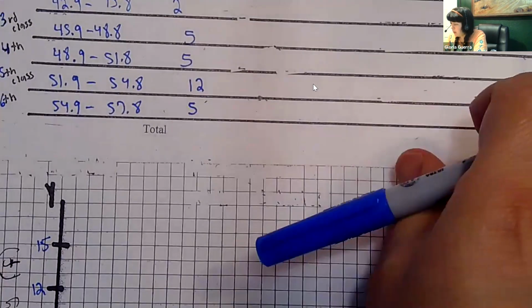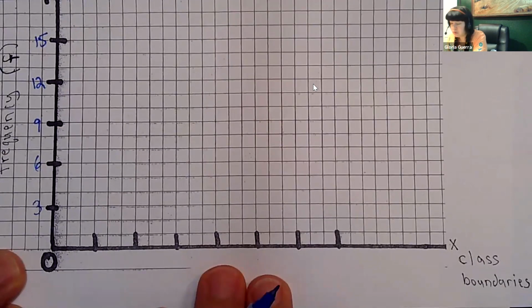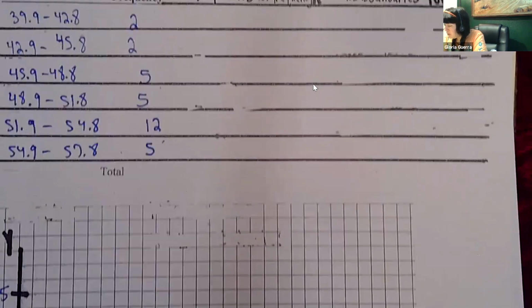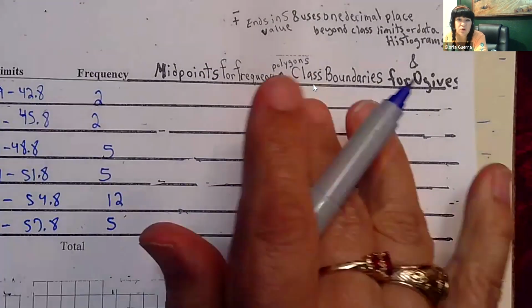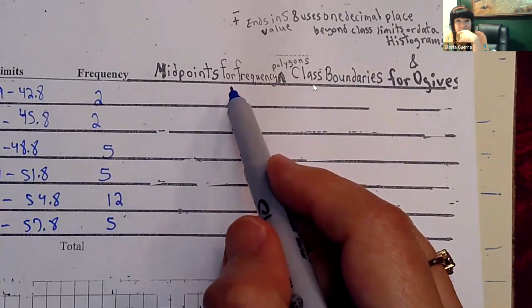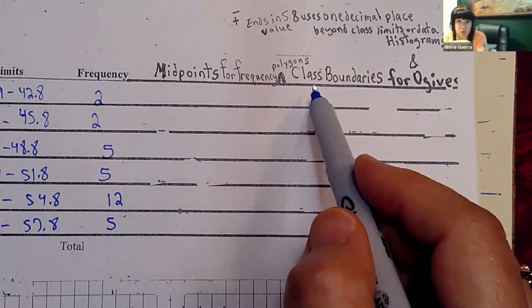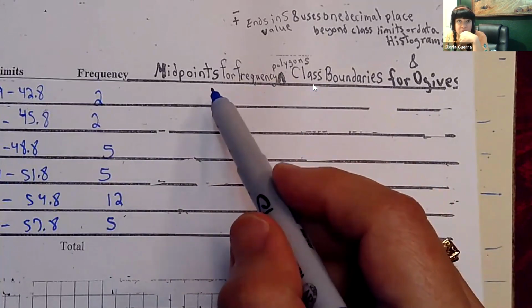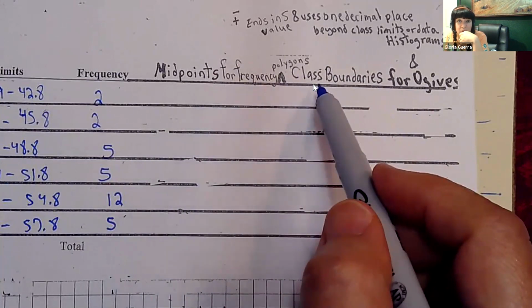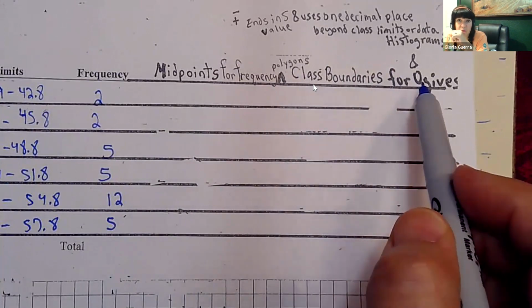Then I need my class boundaries down here, so that's where I get this from. I kind of did it out of order. I guess I should have put class boundaries first and then midpoints, but that's fine. We need to start with the class boundaries because we're doing the histogram first. We're not going to do the frequency polygon first. Class boundaries are for histograms and for ogives.